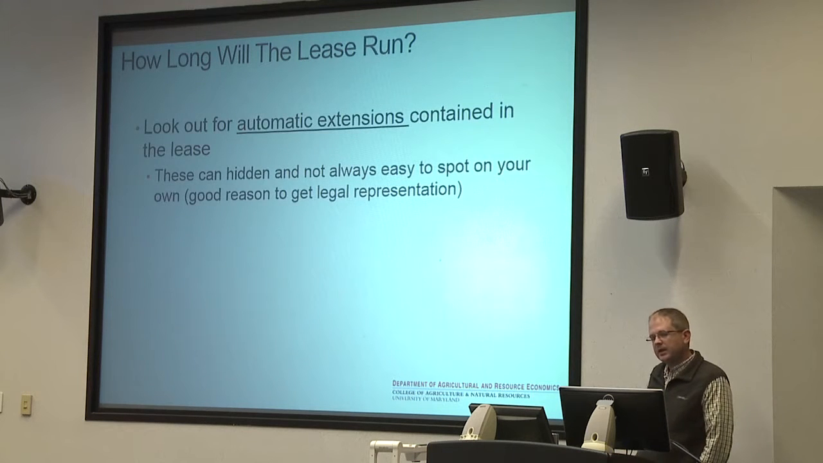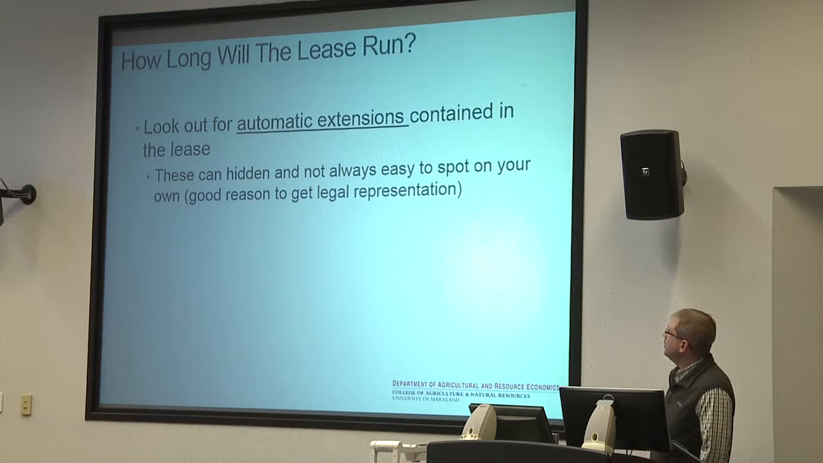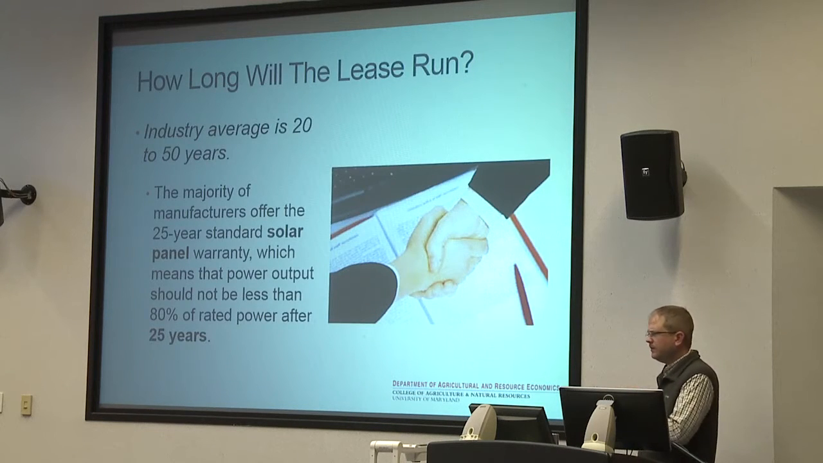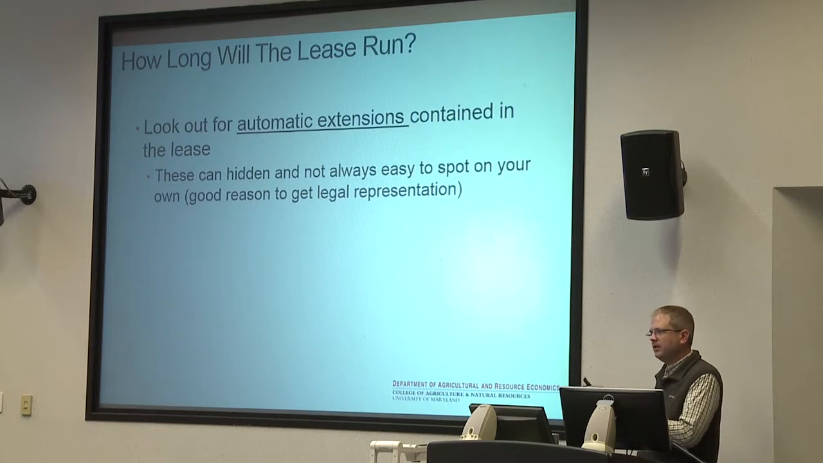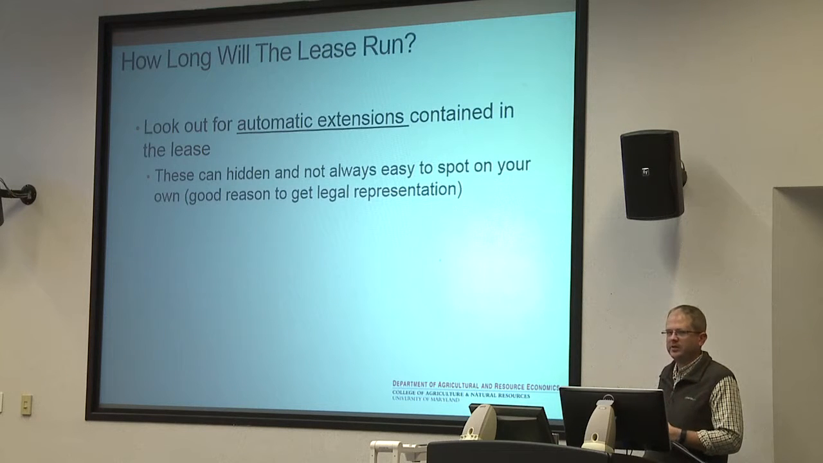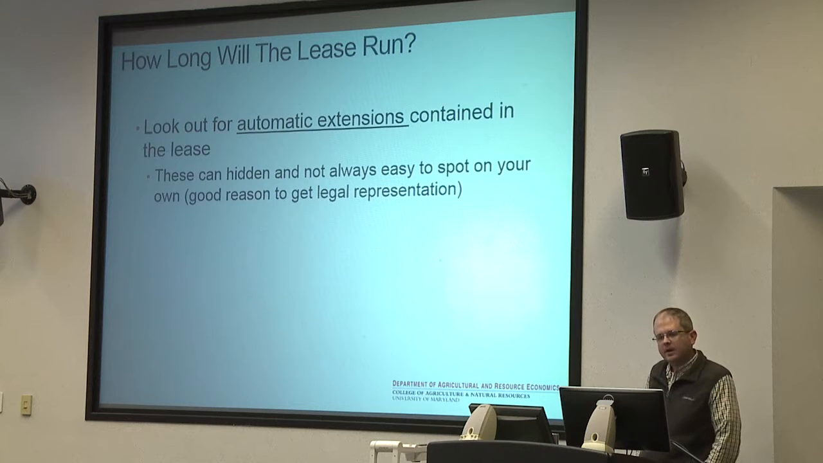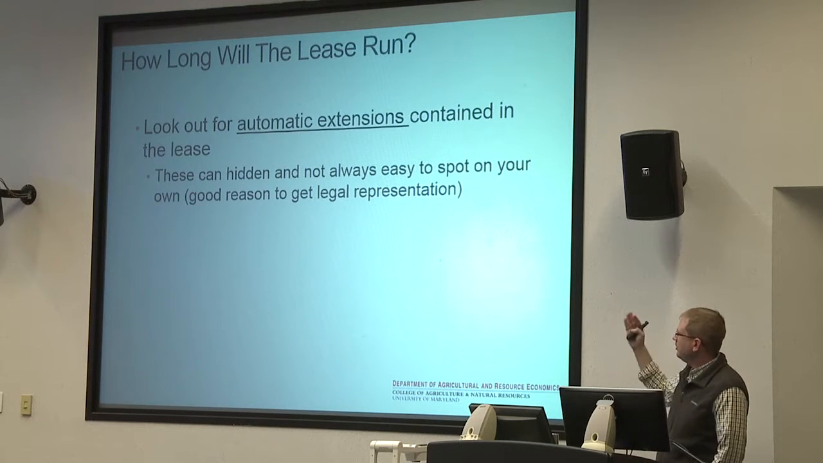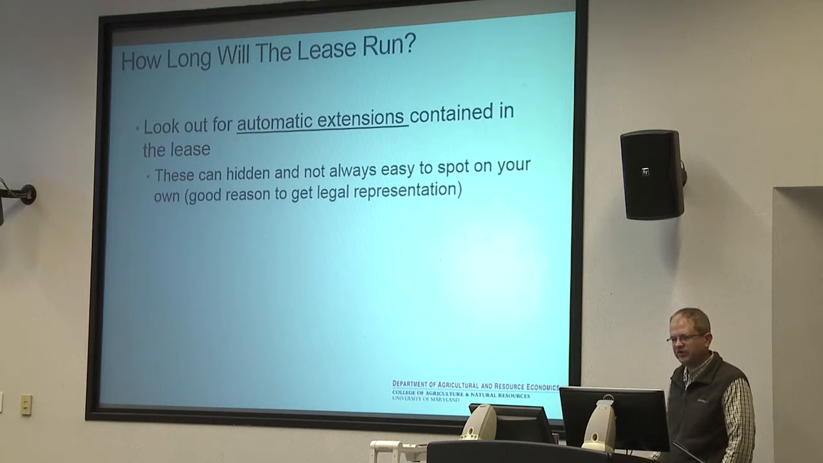The other thing to look out for is that there are automatic extensions in these agreements. We may come back here and have a lease that looks like a 25-year lease or a 30-year lease, but there may be option periods in it that extend another 10 or 15 years, and it may not be up to the landowner if this is extended. It will be up to the solar company to make a decision to extend it. Many times they may appear to be hidden to you, but they're easy to spot if you take it to legal representation to look it over and check for these things.